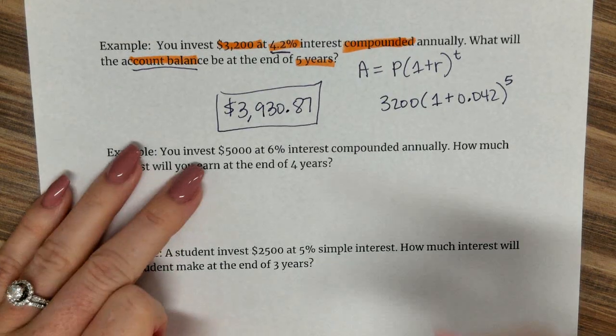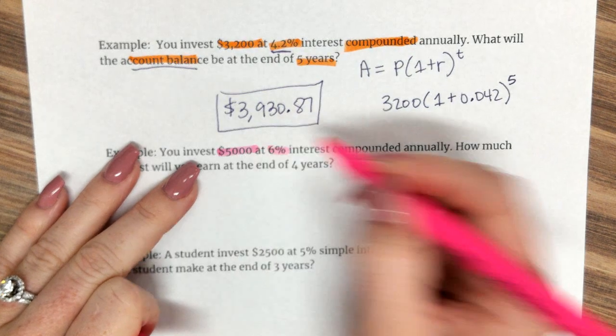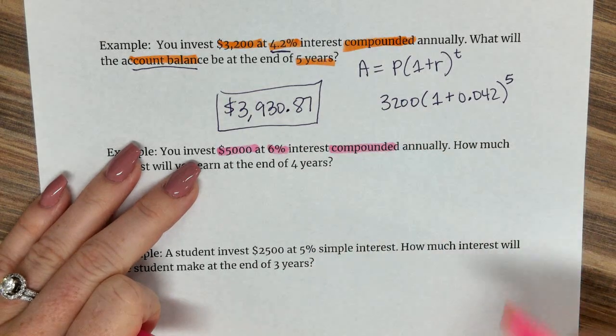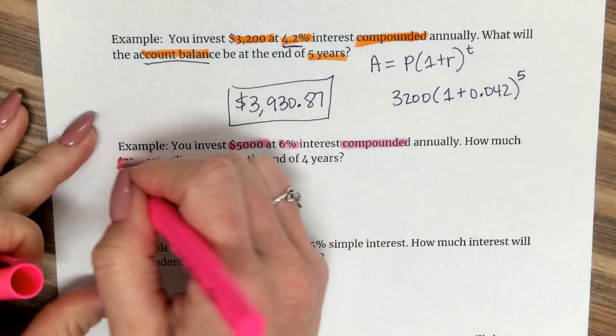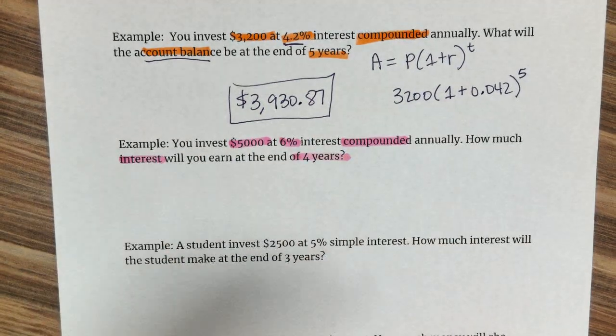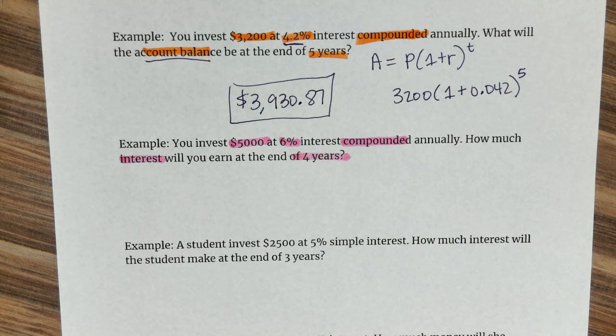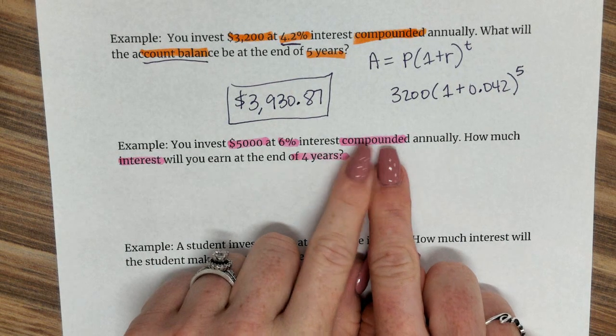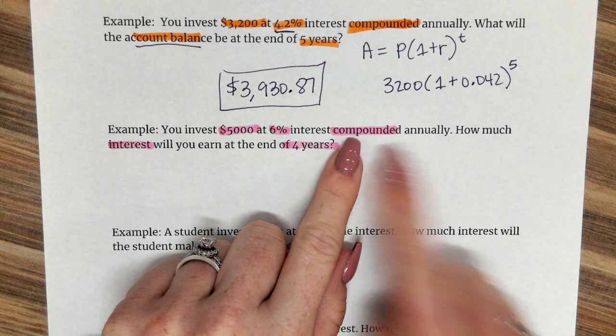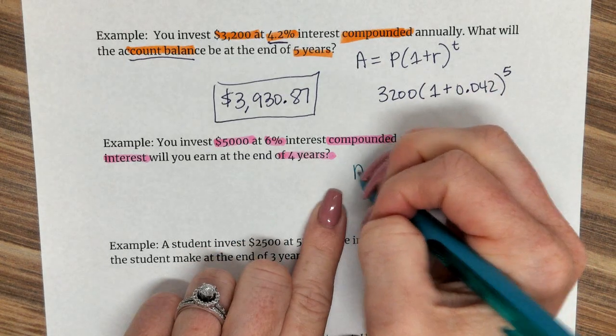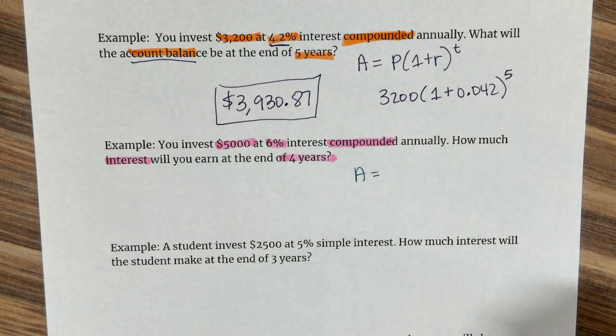You invest $5,000 at 6% interest, compounded annually. How much interest will you earn at the end of 4 years? So the first thing I'm going to do is write the formula down for this. Which one am I using? Compound. So write the formula down. I should see everybody writing.